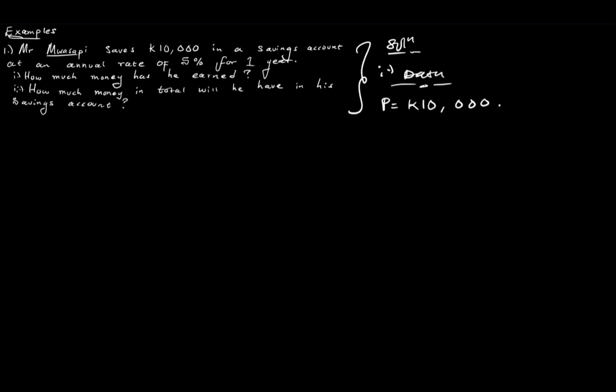Then the question also says that an annual rate, so being given the rate of interest, the annual rate of interest. So R is giving us 5%. But we need this as a decimal, so it's 5% divided by 100%. And this will give us practically 0.05 as a decimal. Okay, I need to put that decimal point at the end. Yeah. And then we've been told this for 1 year, so we now have the duration. So the time is 1 year.